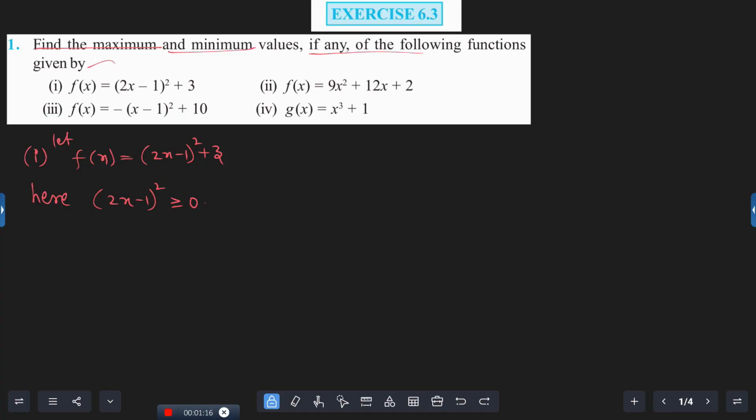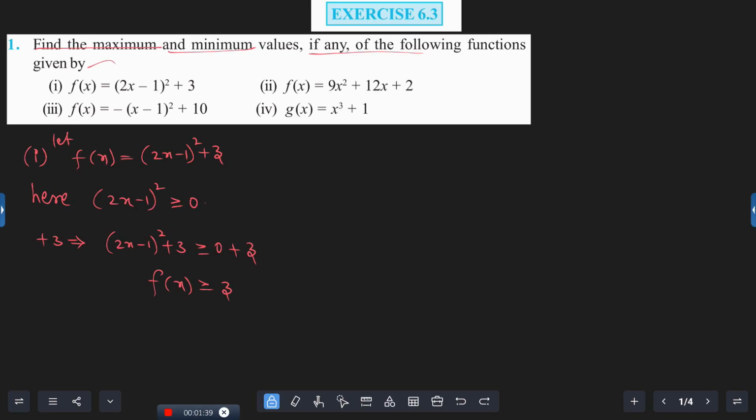Understand? Now to bring the function, add 3 on both sides. This is without a derivative, by using the definition. So add 3 on both sides. When I add 3 on both sides, what am I getting? (2x minus 1) whole square plus 3 is greater than or equal to 0 plus 3. So what will you be getting? f of x greater than or equal to 3, you can say.